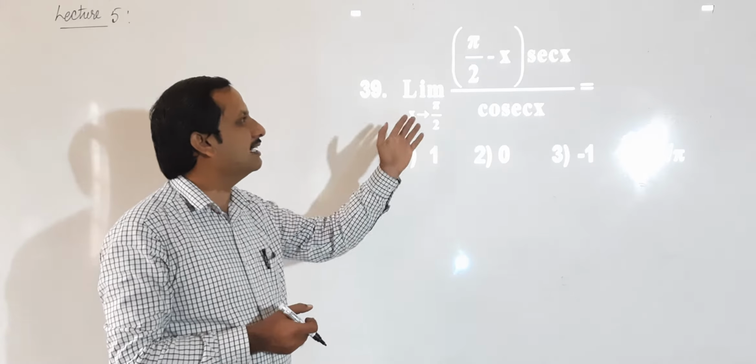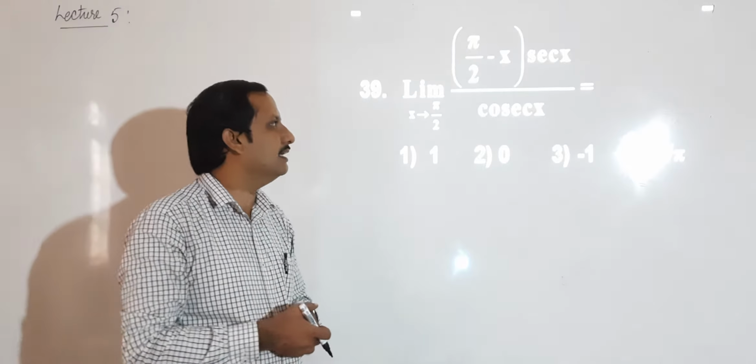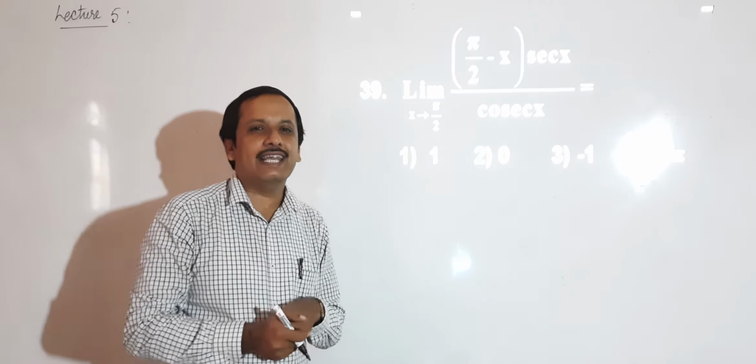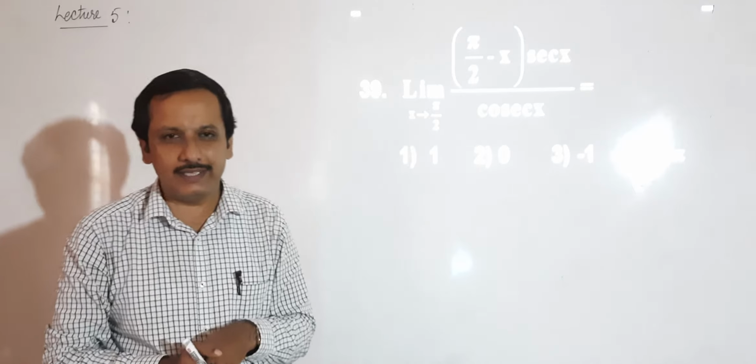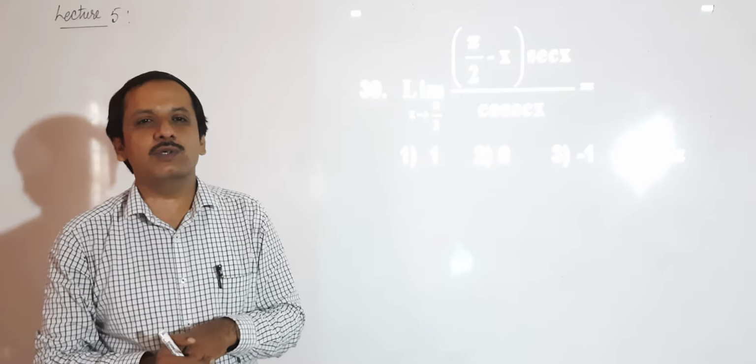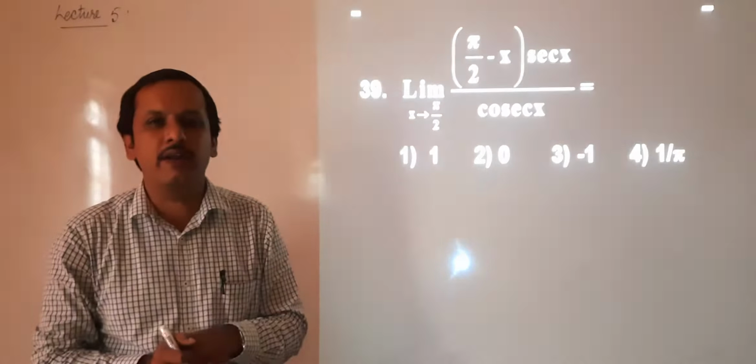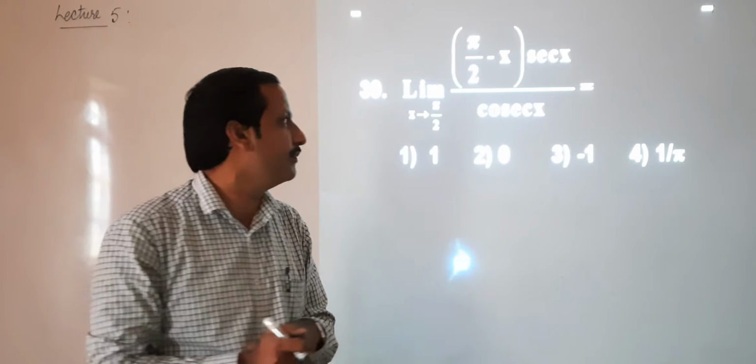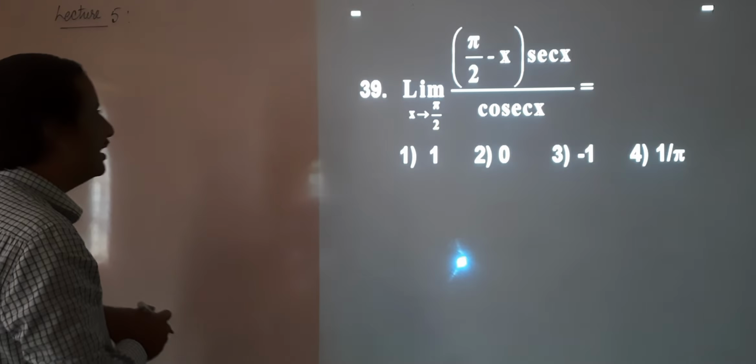So it will be something like 0 into infinity. It is an indeterminate form. Directly we cannot use L'Hospital's rule either, because L'Hospital's rule can be used only if you have 0 by 0 or infinity by infinity form. Okay. So that cannot be done now.